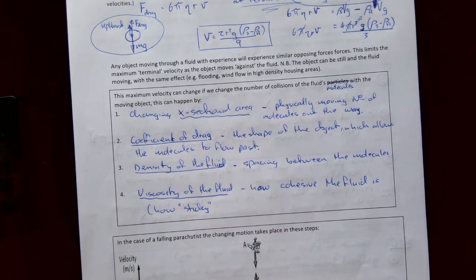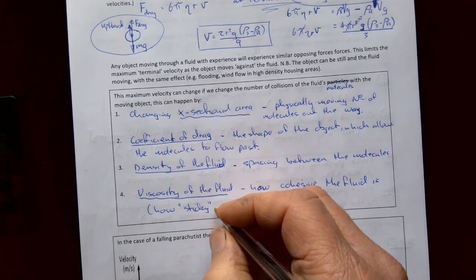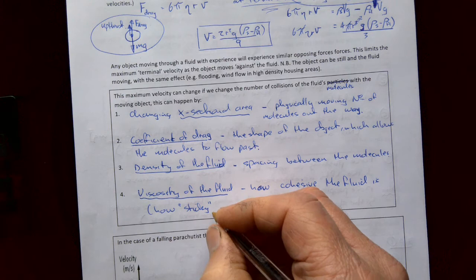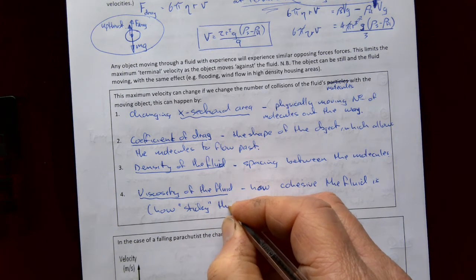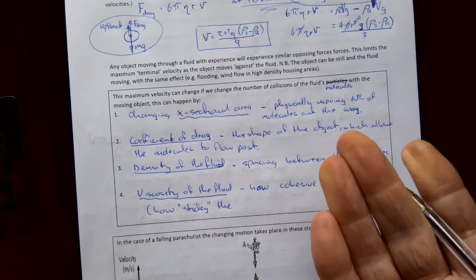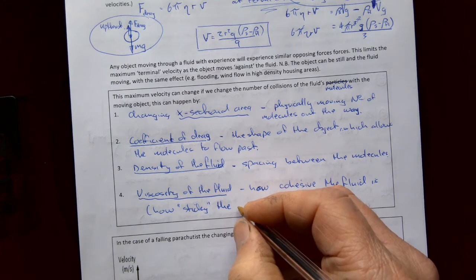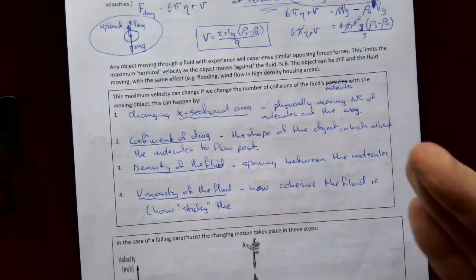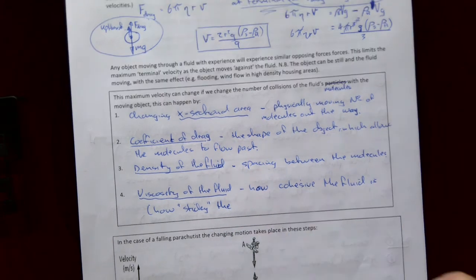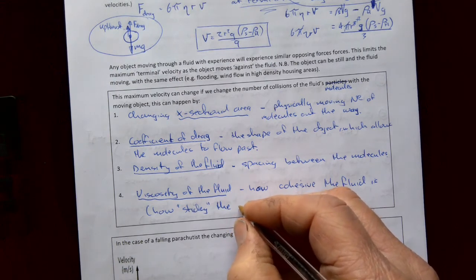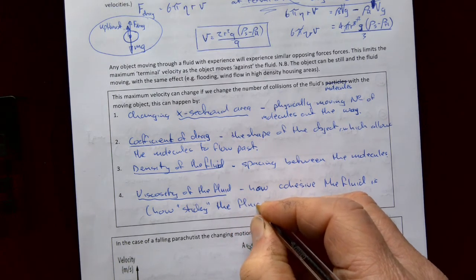Treacle is very cohesive, has big cohesive forces. It sticks to itself better than it sticks to other objects. Water is the opposite. It's not very cohesive. It doesn't actually stick together very well, but it has a good adhesive property, so it sticks well to other things, which is why you get wet. It sticks to you better than it does stick to each other. So that one's how sticky the fluid is.